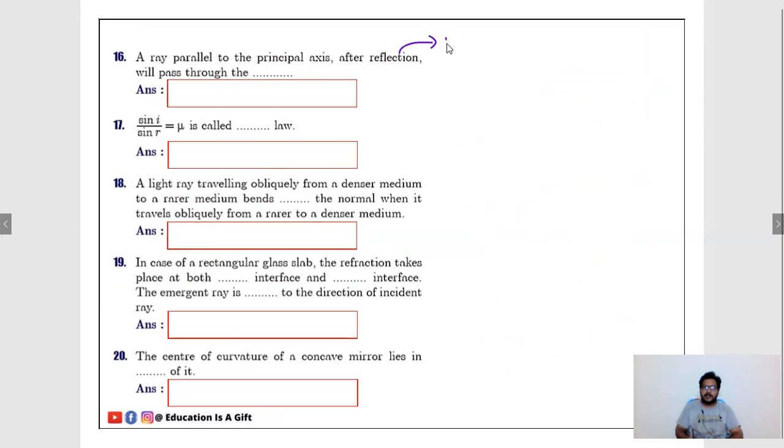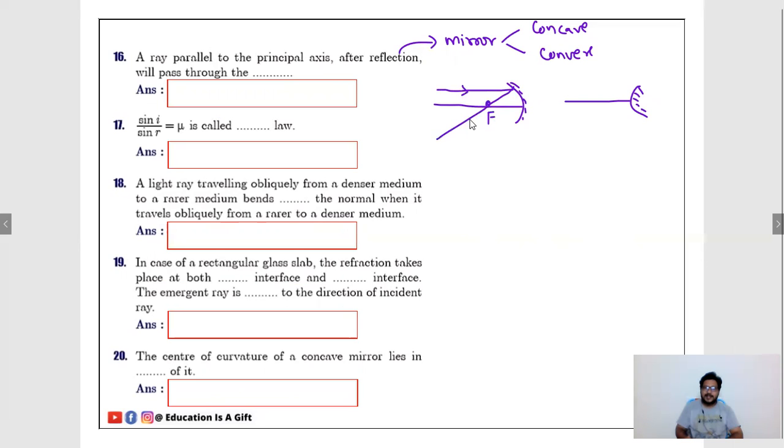Reflection, they are saying reflection means you can go with the mirror. Again, we have two types of mirrors, concave mirror and convex mirror. Whatever the mirror may be, either concave or convex, if a light ray which is passing parallel to the principal axis touches the mirror, what will happen? It passes through focus. Here also, of course it diverges like this, but if you draw an imaginary line, that passes through focus. So the answer is passes through focus.